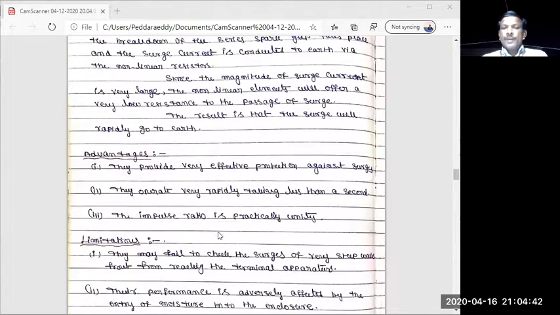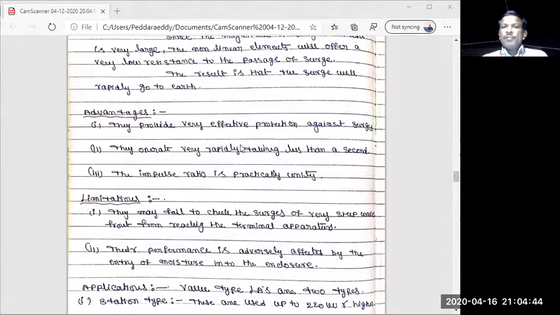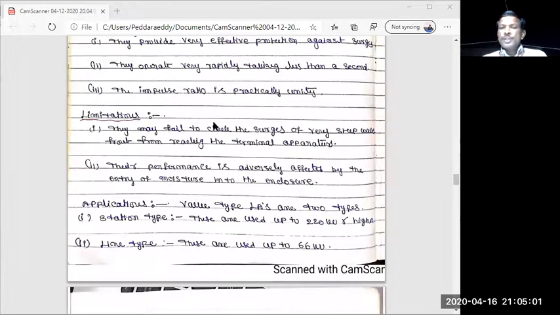Coming to advantages. They provide very effective protection against surges. They operate very rapidly, taking less than a second. So it diverts the surge within a second, or in less than a second. The impulse ratio is always unity. Practically, the impulse ratio is unity.